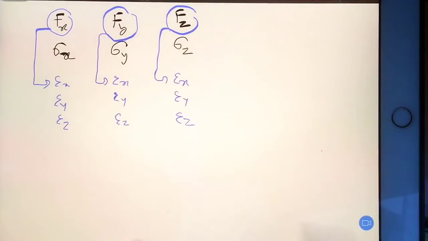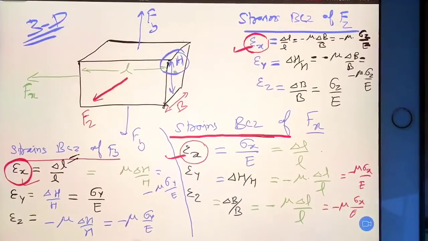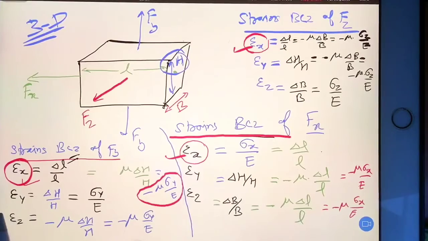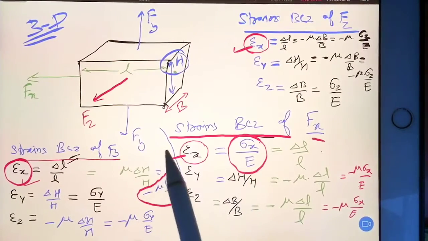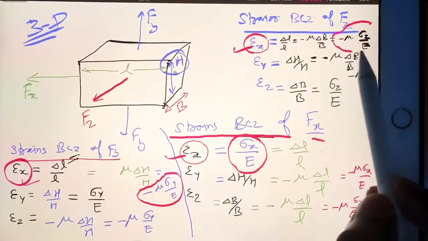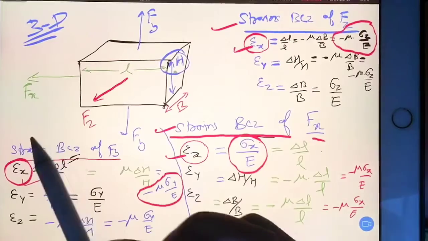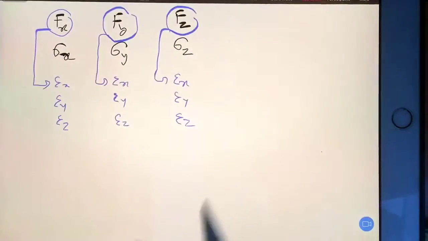And you can see all the formulas are different, right? Epsilon x, epsilon x, epsilon x. You see, here it is minus mu by sigma y by E. Here it is sigma x by E. And here it is minus mu by sigma z by E. So if all the forces are acting at a time on the bar, what will happen?